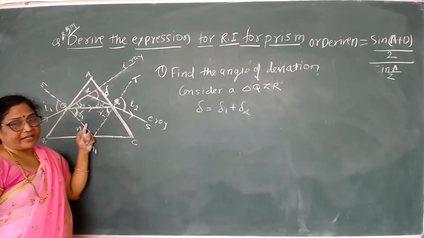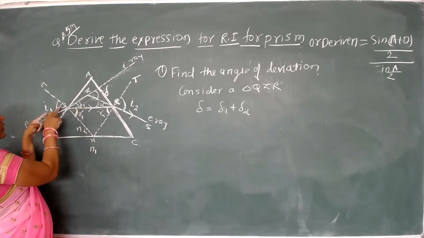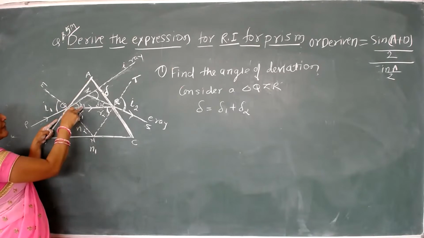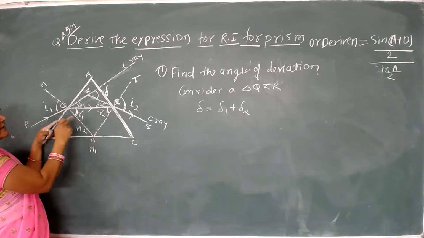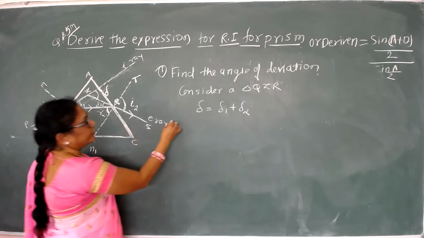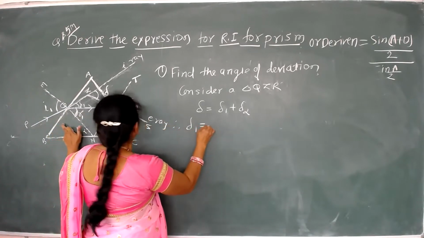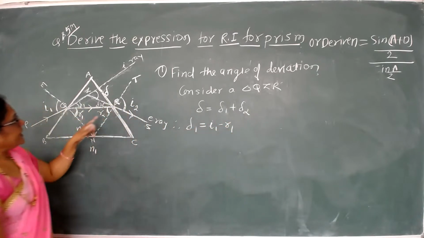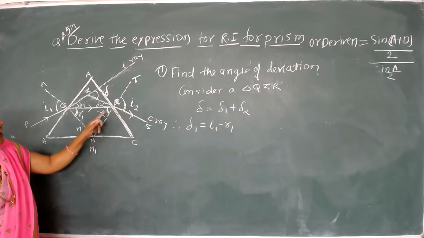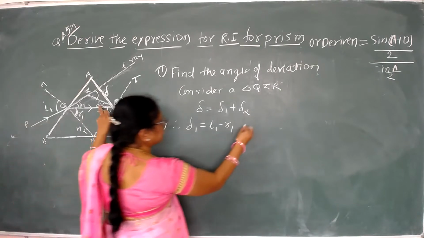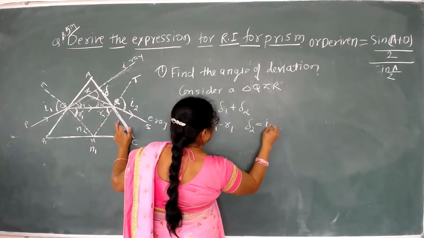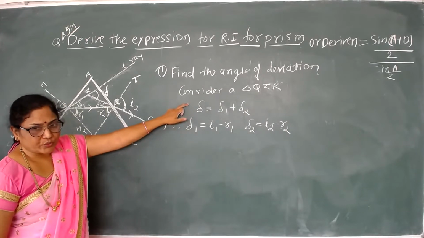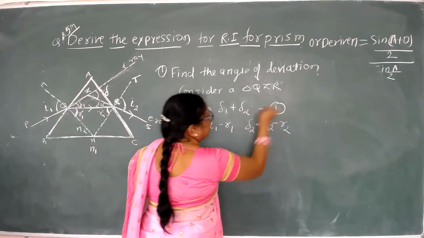Then find the value of delta 1. Delta 1 is equal to I1 minus R1. In the last class, in refraction, we studied that deviation is the difference between the incident angle and the refracted angle. Therefore, delta 1 is equal to I1 minus R1. And see this figure where I2 is larger and R2 is smaller. Therefore, delta 2 is equal to I2 minus R2. Suppose this is equation number 1.